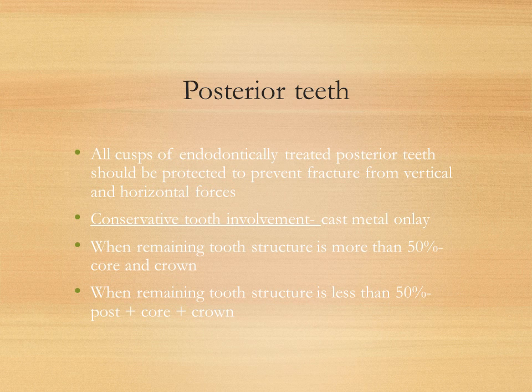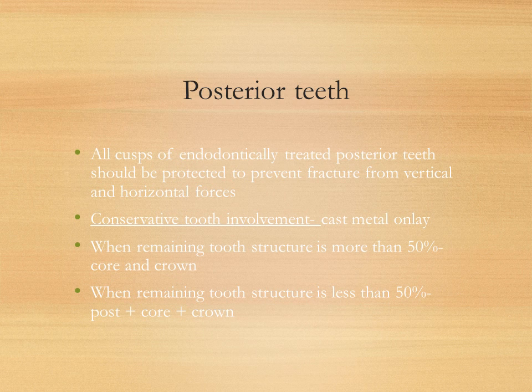But if the remaining tooth structure is less than 50%, you have to give a post, which is going to help retain the core within the remaining tooth structure, followed by your prosthesis, that is your crown. So please try and understand, wherever you have your posterior teeth and you require to give a post and core, the post is always given in the widest canal.